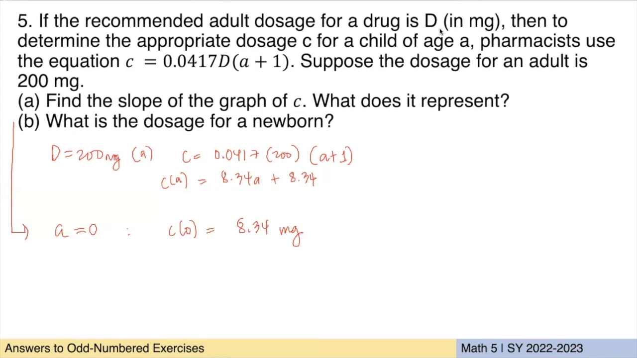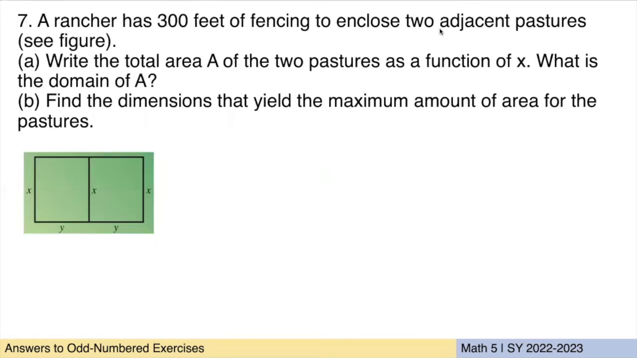Let us answer the last question. A rancher has 300 feet of fencing to enclose two adjacent pastures as seen in the figure. Write the total area A of the two pastures as a function of x and determine also the domain of A. Find the dimensions that yield the maximum amount of area for the pastures.